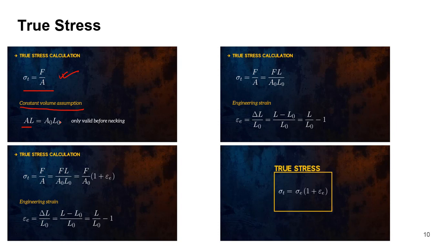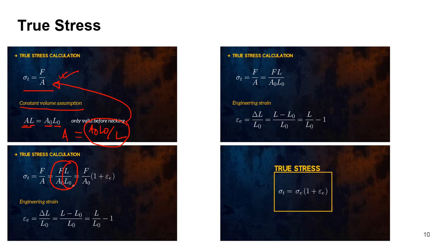So under this assumption that the volume is constant, we can definitely write that at any instant the product of cross-sectional area and length is equal to the initial area times the initial length. From here we can simply write what A is. A is A naught L naught divided by L, and we put this value of A here, and if you do that, it will become FL by A naught L naught.